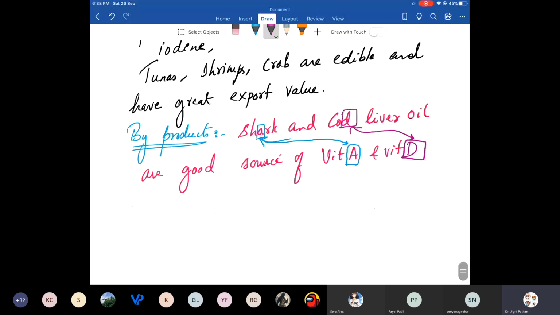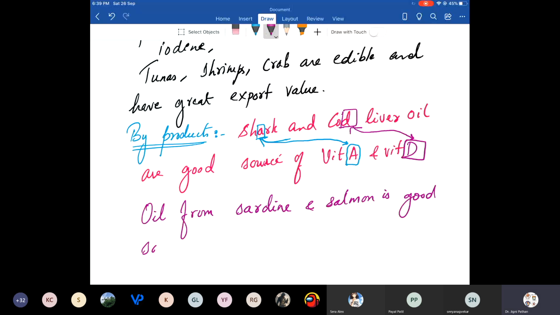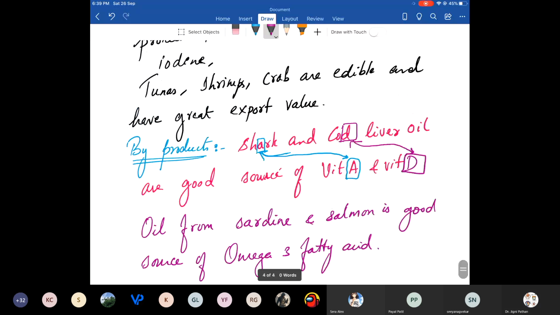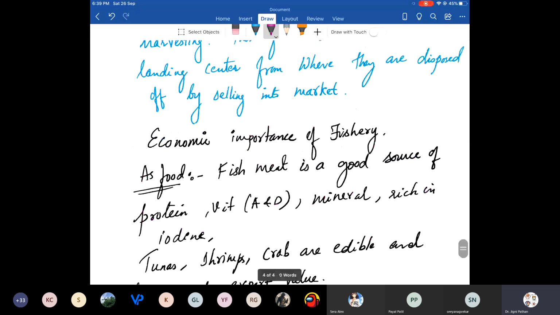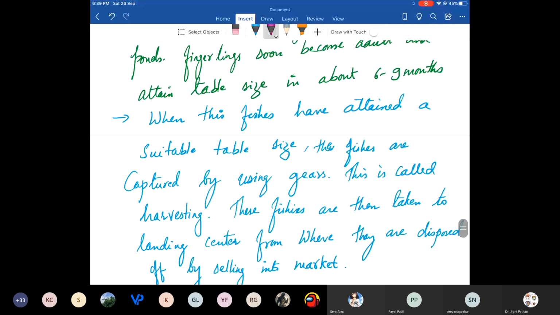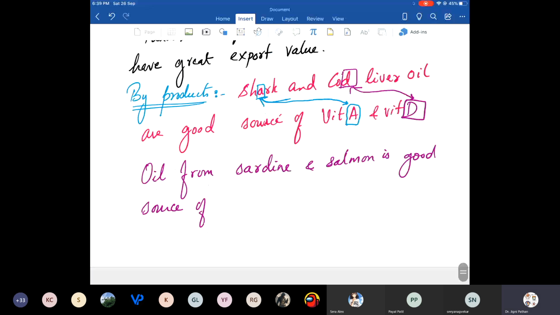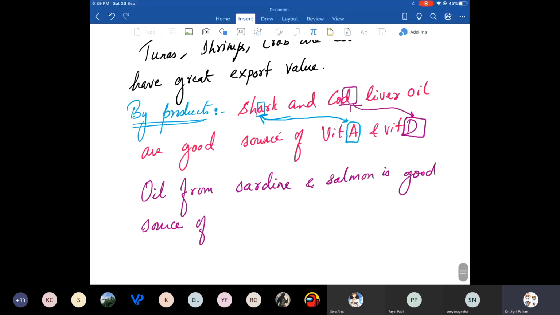Then oil from sardine and salmon is a good source of omega 3 fatty acid. Okay, good source of fatty acids.